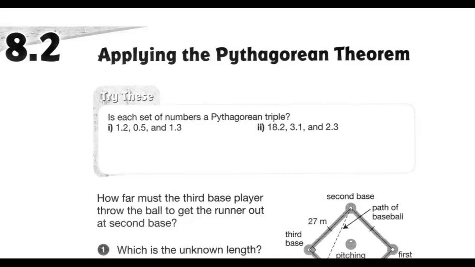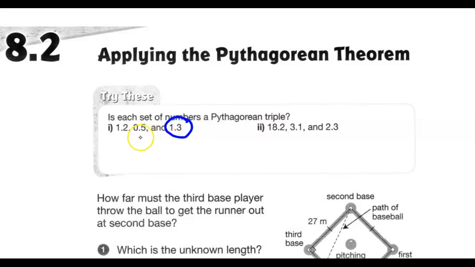Okay, so in 8.2, we're going to use the Pythagorean theorem to calculate some missing sides in right triangles. Now, the first one says, is each set of numbers a Pythagorean triple? Well, what is a Pythagorean triple? They are three numbers that satisfy the Pythagorean theorem, where you put the biggest number in where the hypotenuse would be. So here you want to look for the biggest number.